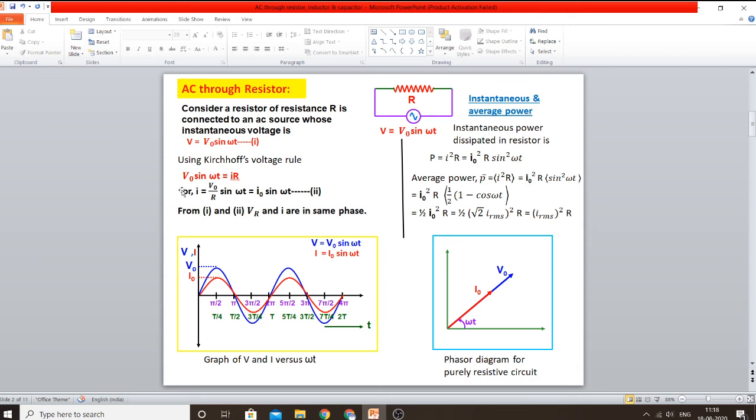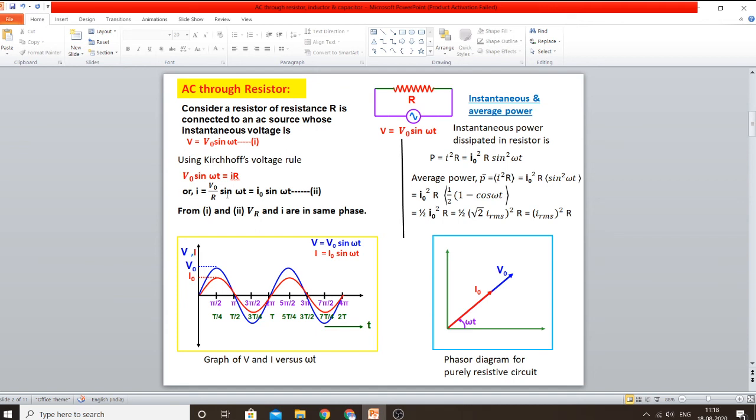So we can write V0 sin omega t equal to IR, and from here I equal to V0 by R sin omega t, where R is the resistance. This V0 by R is the peak current denoted by I0. So I equal to I0 sin omega t. This equation is of instantaneous current. See equation 1 and equation 2. There is no phase difference between instantaneous voltage and instantaneous current.